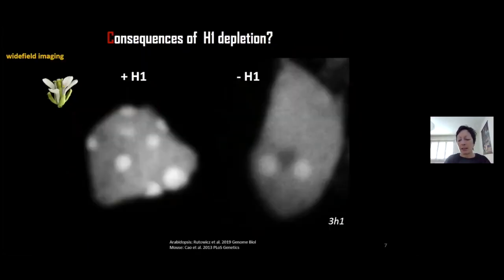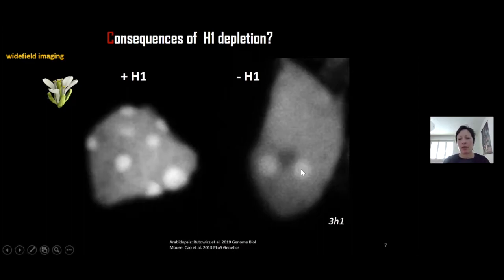Now, a few years back, we were asking a much more general question, because we knew that in many organisms, the depletion of H1 can be lethal, especially in mammals, in yeast, and in worms. It is not necessarily lethal in some organisms, even though the organism has a very strong defect. But we were wondering whether Arabidopsis would actually support the depletion of H1.